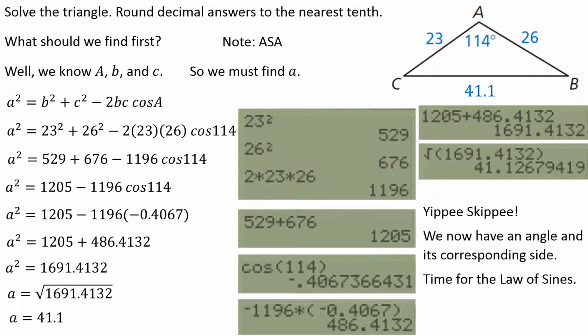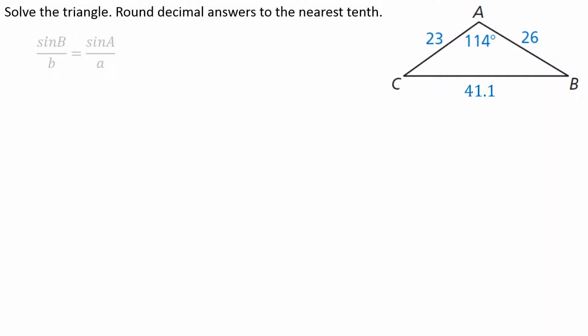But hey, I now know angle A and side A, so I no longer have to use the law of cosines. I can switch over to the law of sines. I can compare sine of B to 23. I can compare sine of 114 degrees to 41.1.